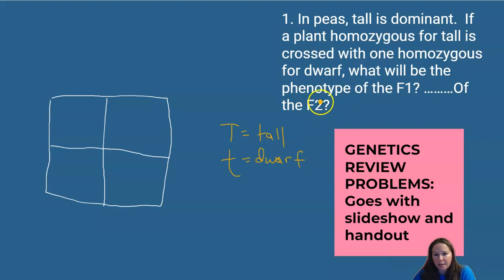So it says the pea plant is homozygous for tall. That would be big T, big T for its genotype, keeping in mind that tall is its phenotype. I'm crossing it with one that's homozygous for dwarf, which would be little t, little t. Fill in the boxes. And don't forget to do this on your paper.